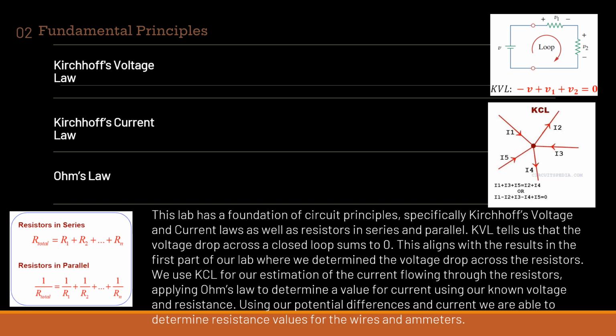KVL tells us that the voltage drop across a closed loop sums up to 0. This aligns with the results in the first part of our lab, where we determined the voltage drop across the resistors. We use KCL for our estimation of the current flowing through the resistors, applying Ohm's law to determine a value for current using our known voltage and resistance. Using our potential differences and current, we are able to determine resistance values for the wires and ammeters.